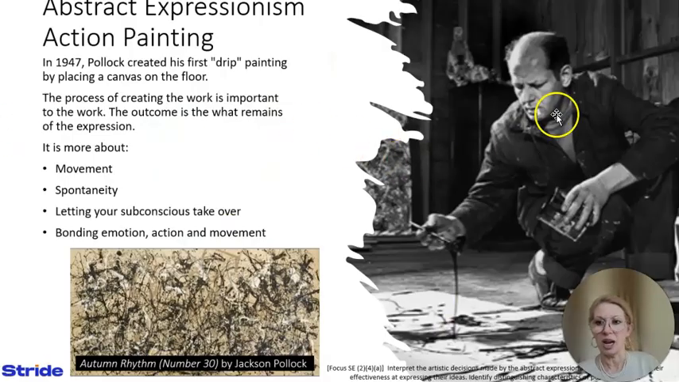So this is Jackson Pollock. He is well known for his drip paintings. This is called abstract expressionism. In 1947, Pollock created his first drip painting by placing a canvas on the floor. The process of creating the work is important to the work. The outcome is what remains of the expression. So it's more about movement, spontaneity, letting your subconscious take over, and bonding emotion, action, and movement.